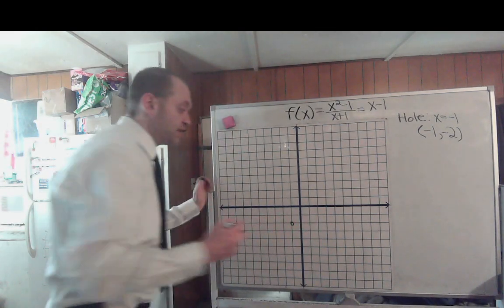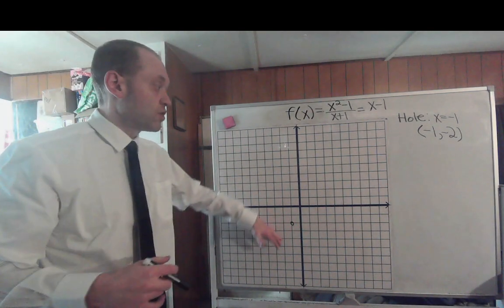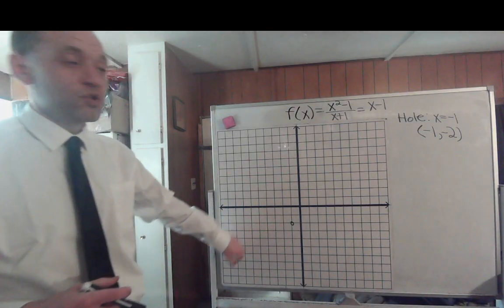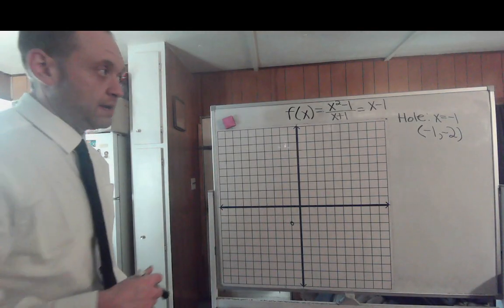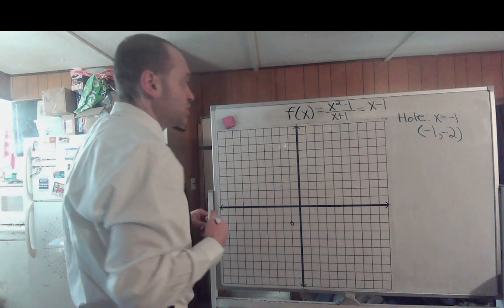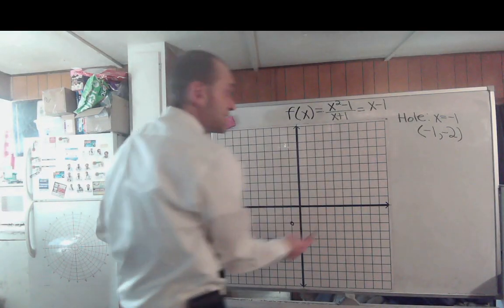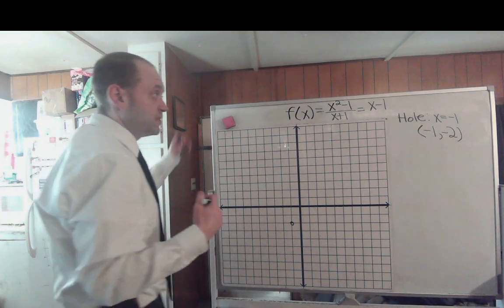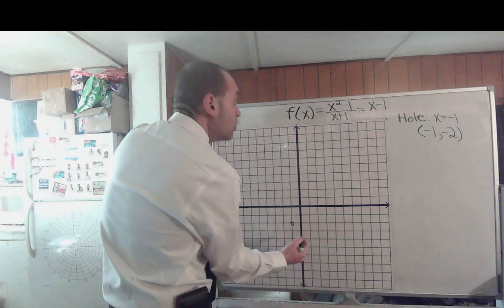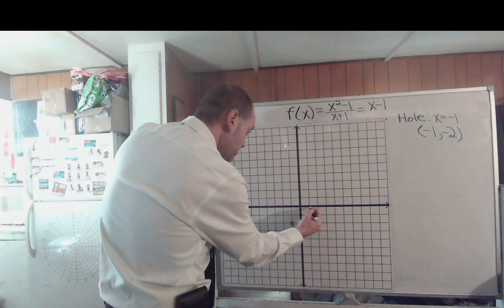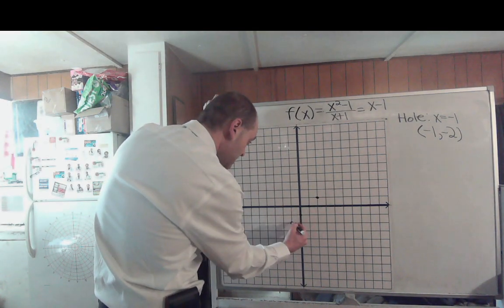It's just simply not defined there. You don't have a whole vertical asymptote, you just have a hole, which in calculus we'll call a removable discontinuity. So what you're going to have is a line, except at -1, -2, it's not defined. So when x is 0, you would get -1. 1, you get 0. 2, you get 1. I think we get the idea.